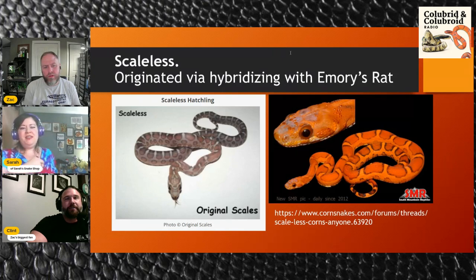These do retain some scales, usually on their face and around their mouth, which means they do keep their egg tooth, which is good. That's one thing that people worried about with scaleless ball pythons, and they still cut all of the scaleless ball python eggs because I don't think they even develop an egg tooth, whereas corn snakes develop enough scales that they do develop an egg tooth.